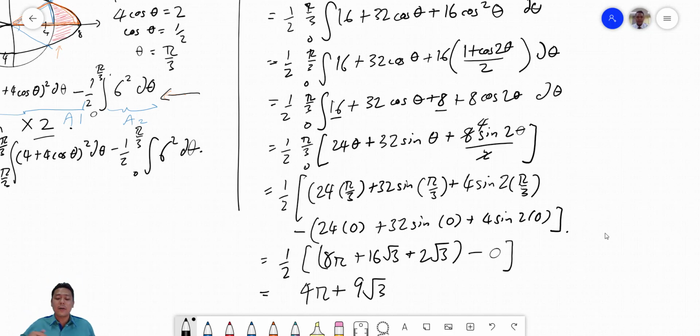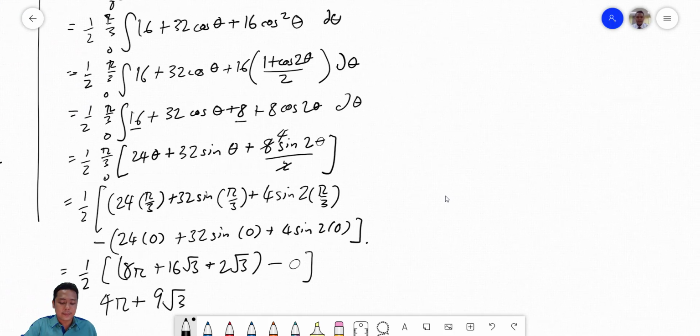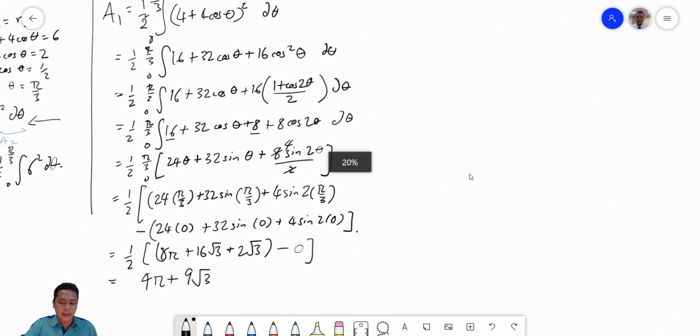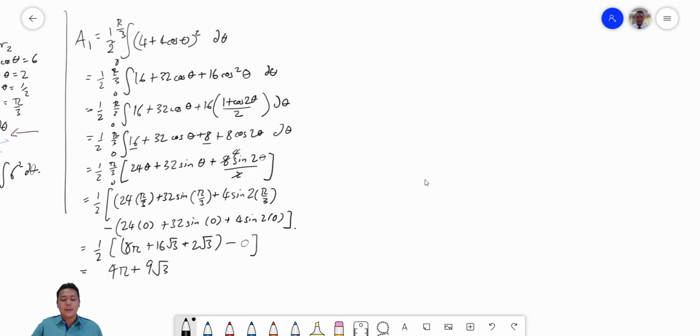And this is only for the first area. Let's take a look. Okay, the whole solution for the first area. Then the second area might be much easier.